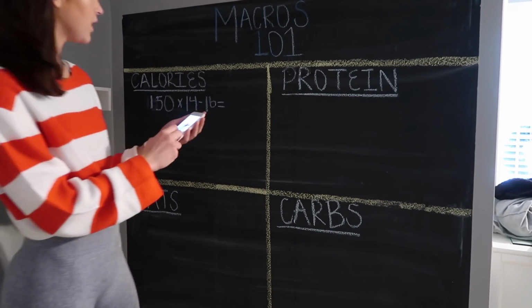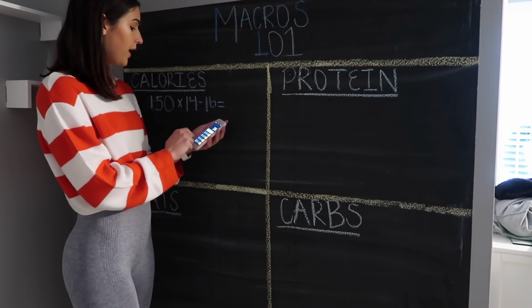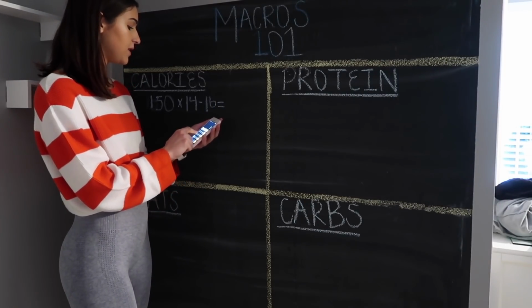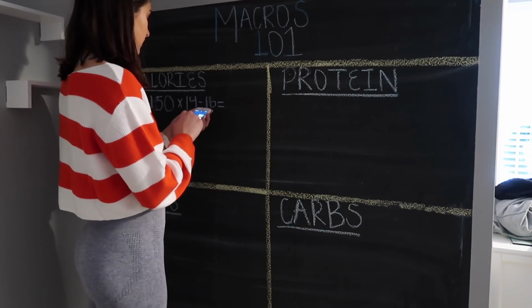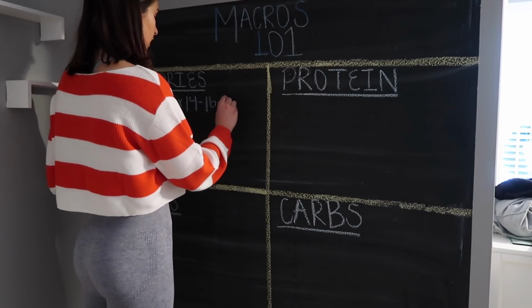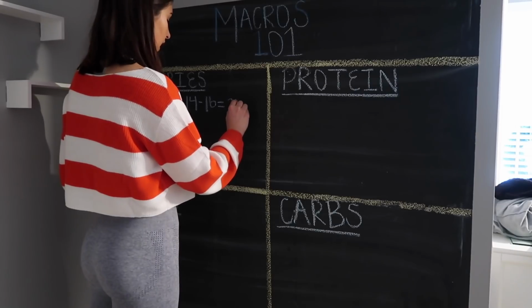Let me grab my phone so I can do this math. And we have 150 times 16. And that gives us 2,400 calories.